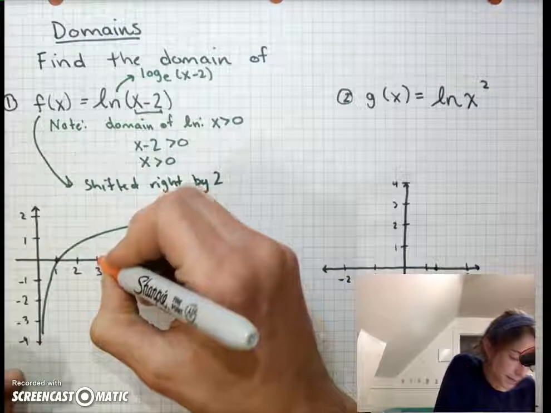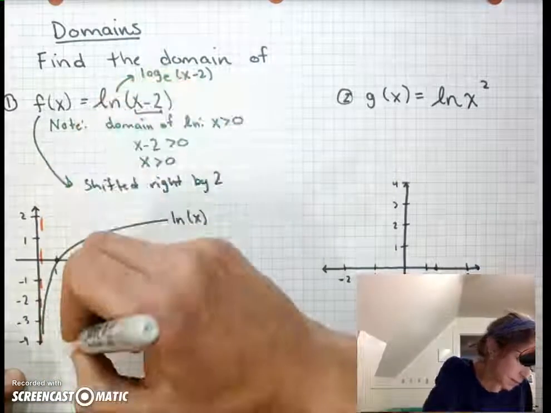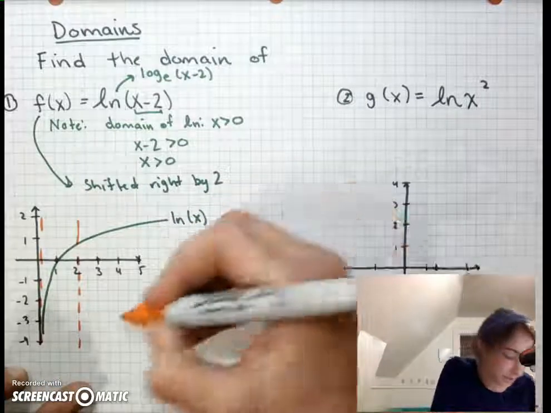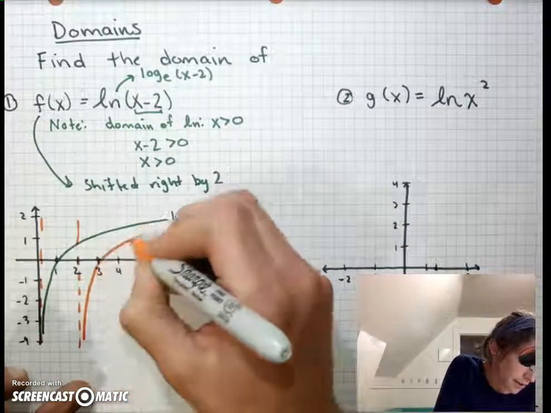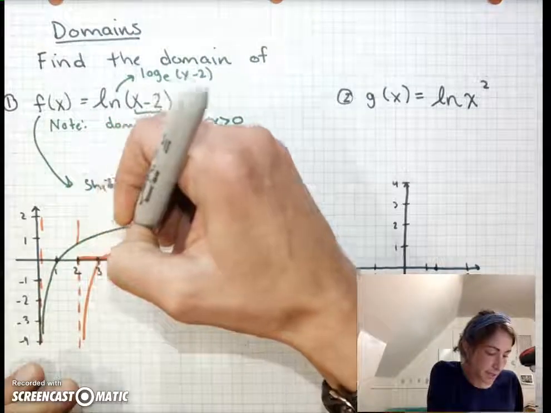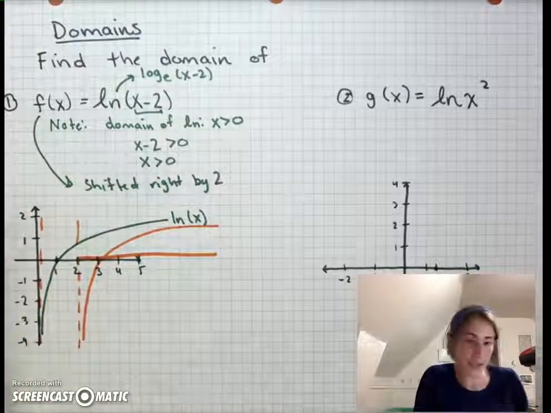So my new x-intercept will be here, and the vertical asymptote that I had before is now going to be at 2, because the asymptote will also shift right. So the graph will look something like this. And you can see now that the domain is all the x values bigger than 2 because the asymptote shifted. I'm not going to get anything over there.